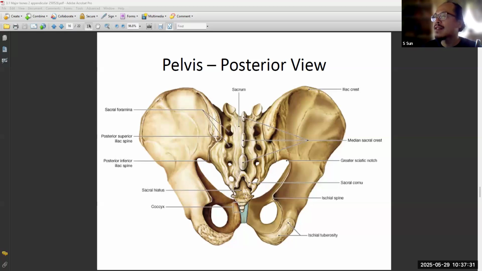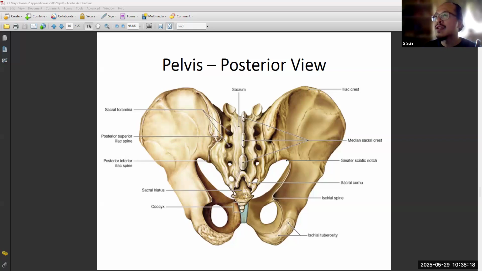All right, so from the back, you can see here is the ilium, and here is the spine, the sacrum. This is the spinous process in the typical spine, but here it's called the median sacral crest. And here you can see the sacral foramen. So basically a lot of the nerves come from our spinal cord and go through these back holes and enter into your side, into your legs.